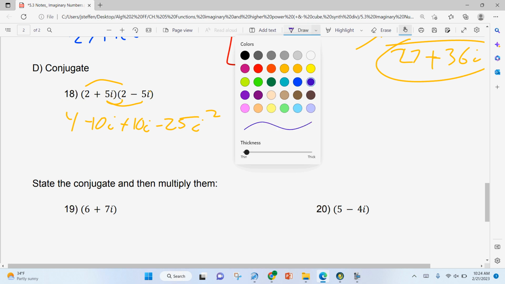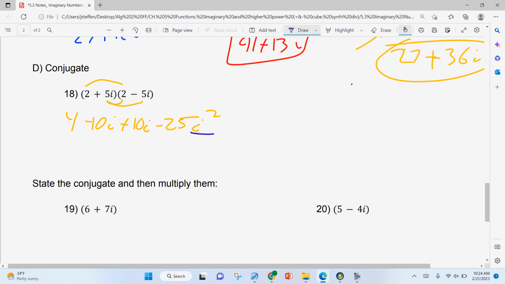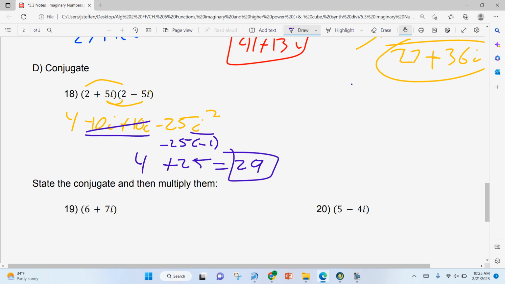Do this one, same thing as before: the i squared is negative 1, so that's negative 25 times negative 1, so it's positive 25. Then your 10i and negative 10i cancel. 10 minus 10 is 0, 0i. What you're left with then is 4 plus 25, which is 29. And that's your answer for this one.